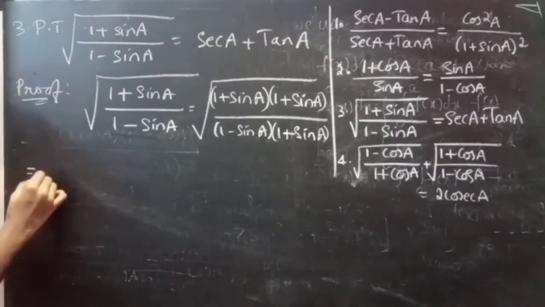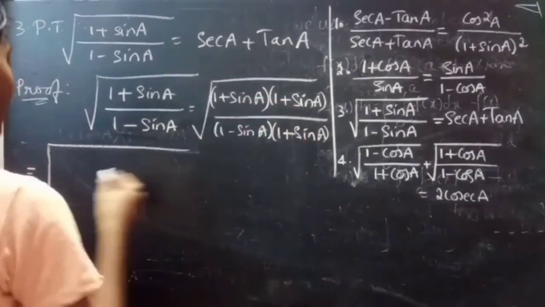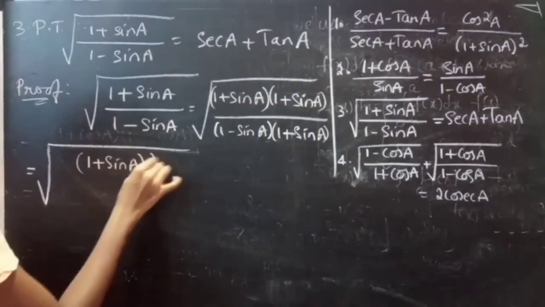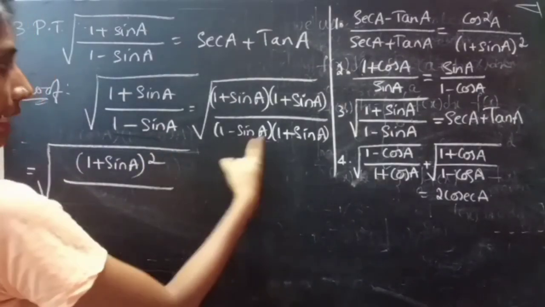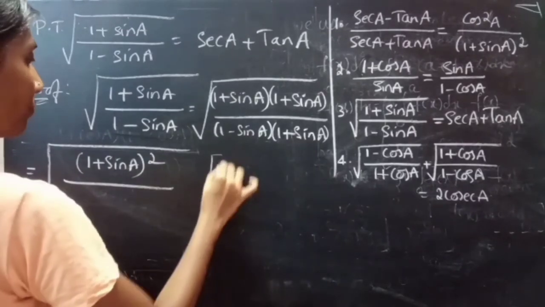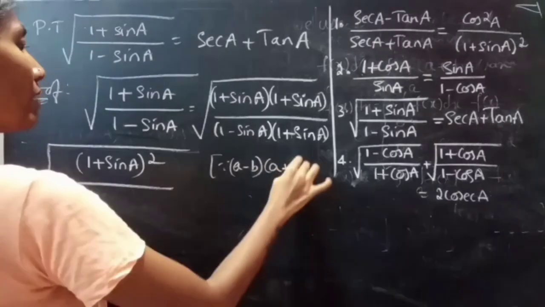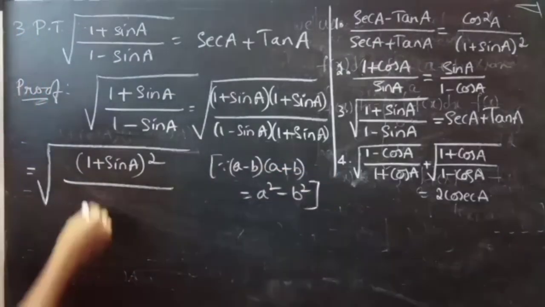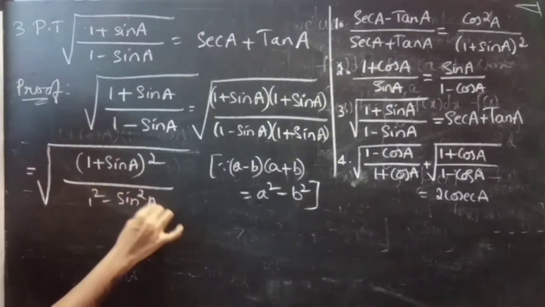So this equals root over (1 plus sin A) into (1 plus sin A), which is (1 plus sin A) whole square, divided by (1 minus sin A) into (1 plus sin A), which is of the form (A minus B) into (A plus B), which equals A square minus B square. So you'll get 1 square minus sin square A.